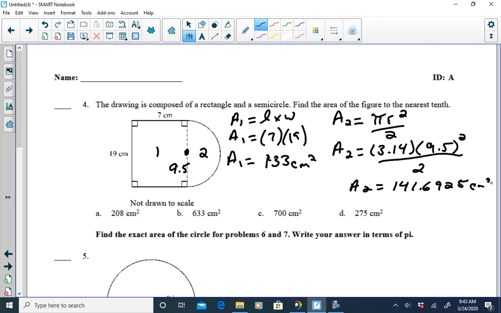But we need the total area, so I want to add 133 to that. Right, so I'm going to add area 1, which is the 133, and we wind up with 274.6925. Right, so I'm looking for the closest answer, because when we're dealing with pi or problems that use pi, sometimes our answer is going to be a little different, right? But it looks like they went to the nearest whole number. Our answer to the nearest whole number is 275. That's going to be answer D.